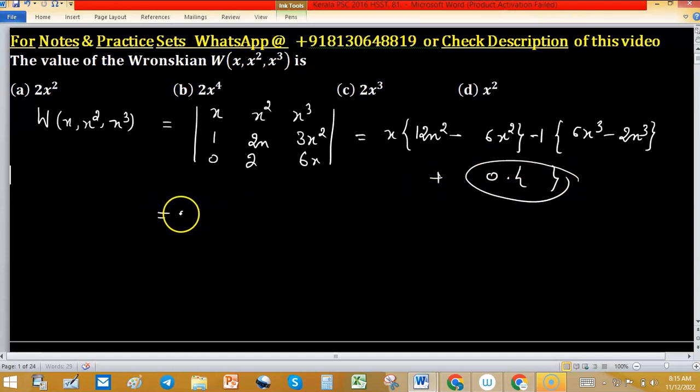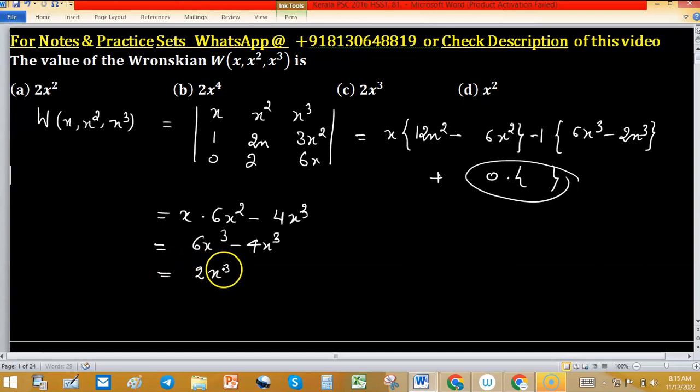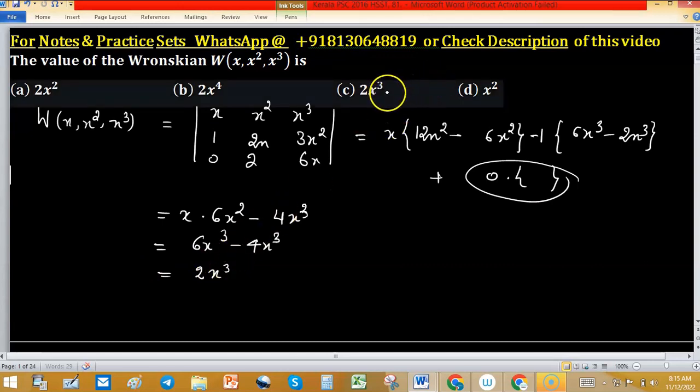Finally, we have x into 6x square minus 4x square, 6x cube minus 4x cube. Finally, we have 2x cube. 2x cube is given in option C. That's why it is correct.